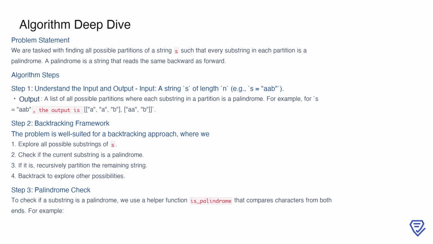To solve this efficiently, we use a backtracking approach. Backtracking allows us to explore all potential partitions, but with strategies to prune invalid paths early. The process involves iterating through all possible substrings of the input, checking if each is a palindrome, and recursively partitioning the rest of the string. A helper function, is_palindrome, ensures we can quickly verify palindromic substrings by comparing characters from the beginning and end of the substring inward. This lays the foundation for our solution.